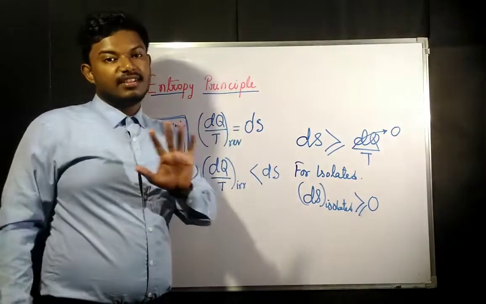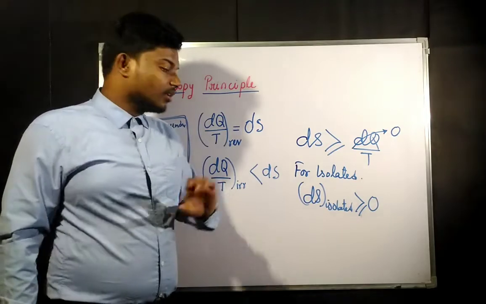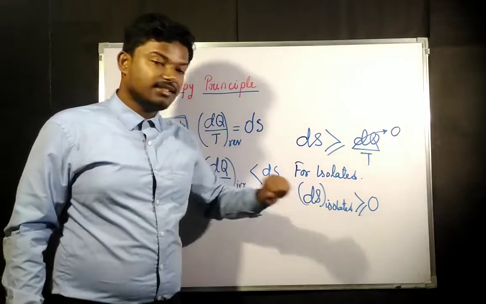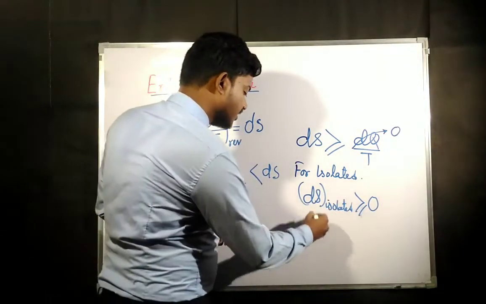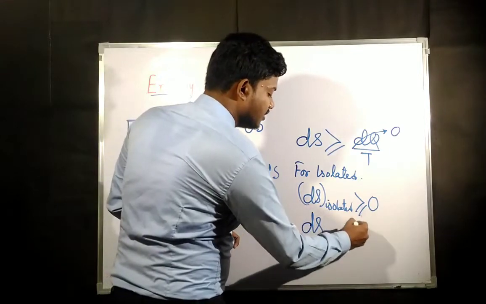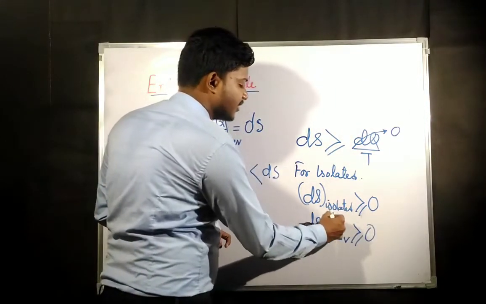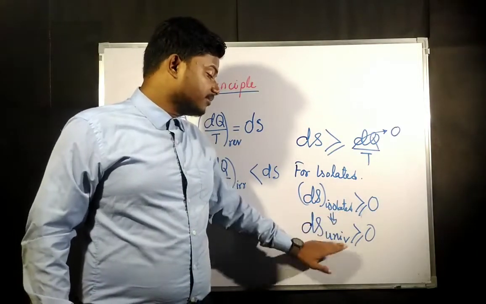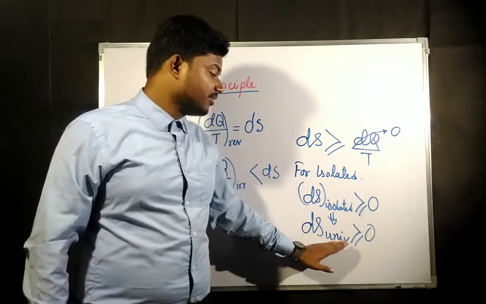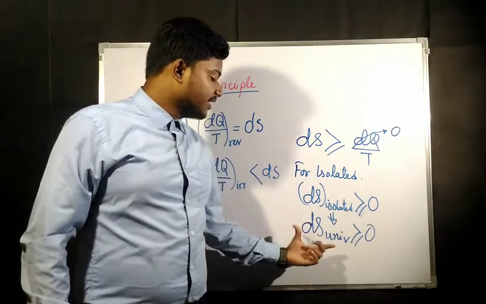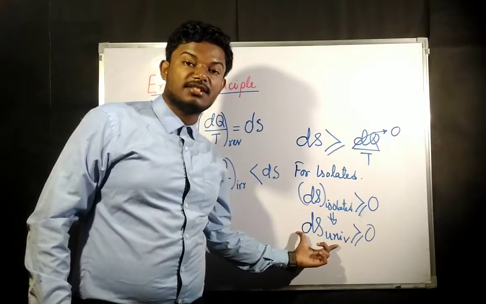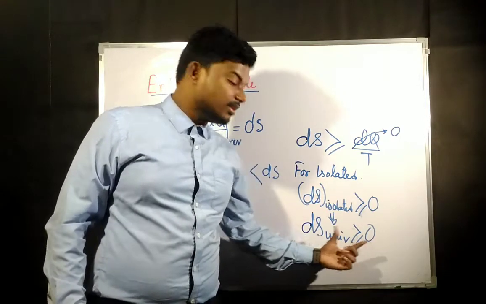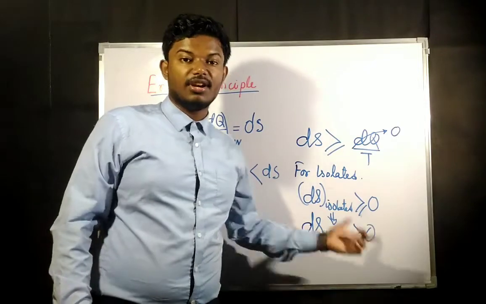So the universe is the best example of an isolated system. We can say that del S of the universe is always going to be greater than or equal to 0, because an isolated system example is the universe. So from this we can write that the entropy change in the universe must always be greater than or equal to 0.